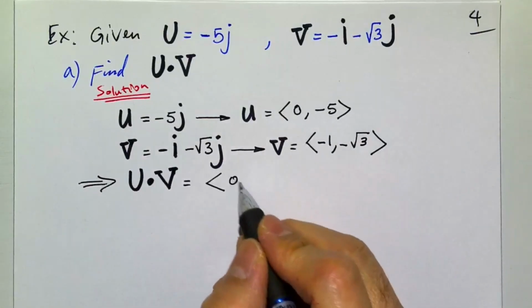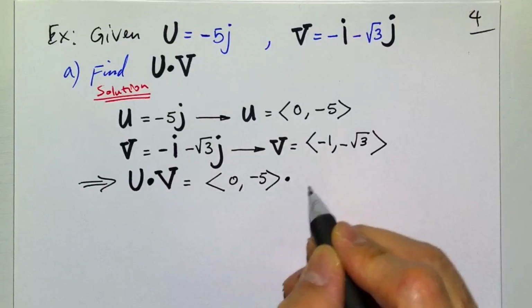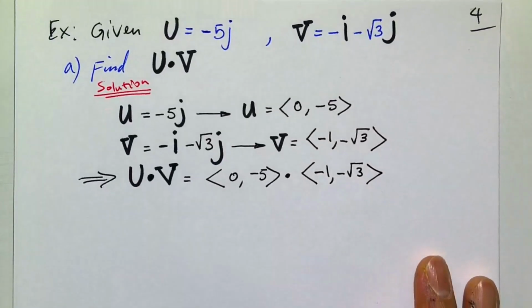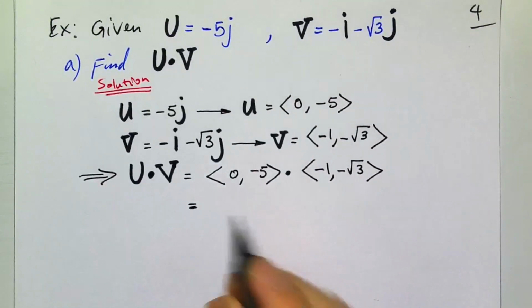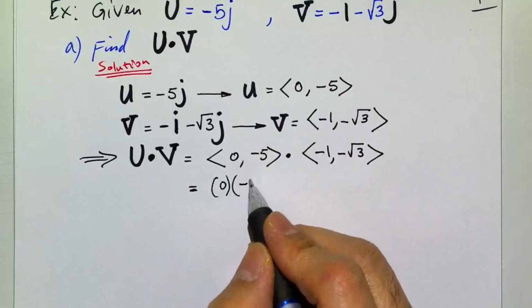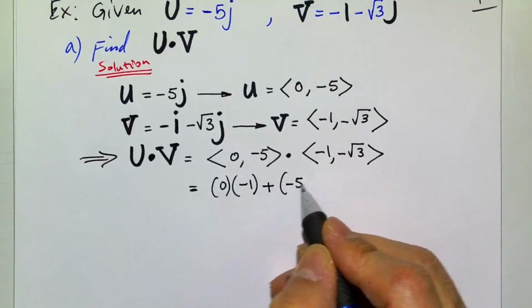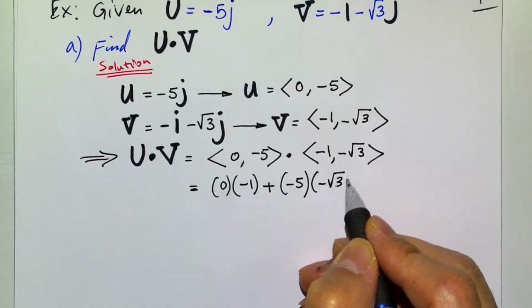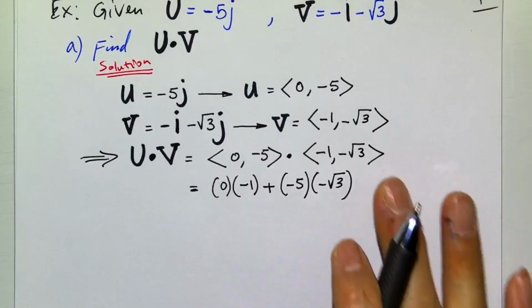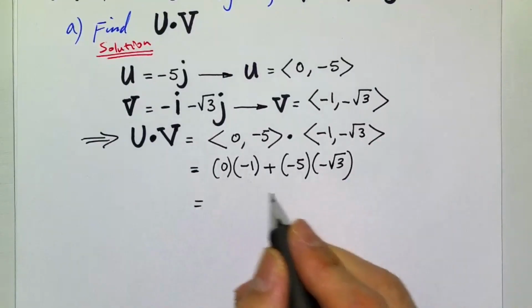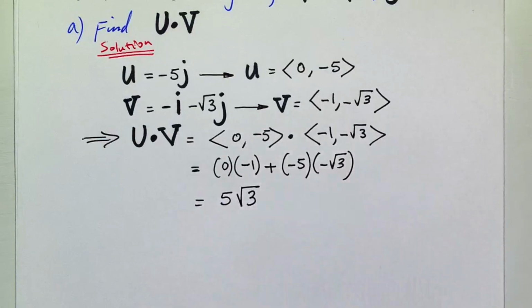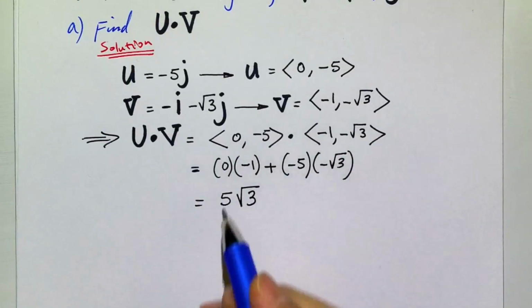Which is equal to <0, -5> times <-1, -√3>. Okay, and then simply we carry out according to the formula that we showed, which is 0 times negative 1 plus negative 5 times negative square root of 3. So take the product of the equivalent components and then add them together. Okay, so this would be 0, and then minus 5 times minus square root of 3 is simply 5 times square root of 3. So that's the dot product.